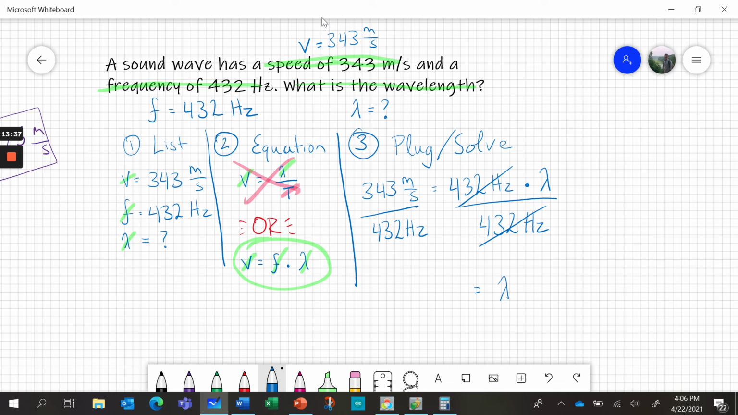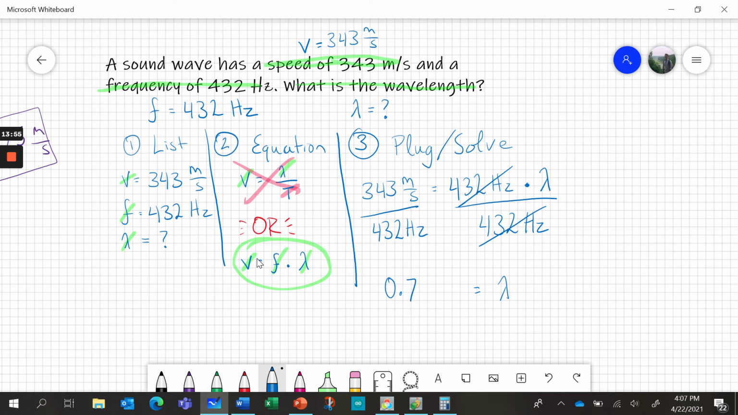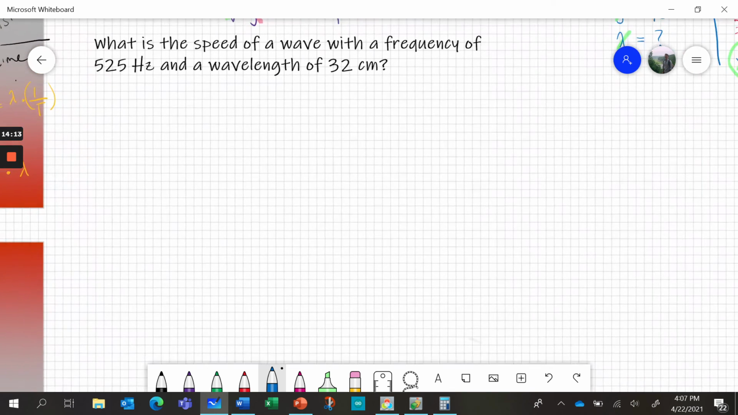And then 343 divided by 432. Oh, I can't do that in my head. 343 divided by 432. Okay, that gives us 0.79. 0.79. And remember, wavelength is measured in meters. Okay, awesome. All right, one more of these.